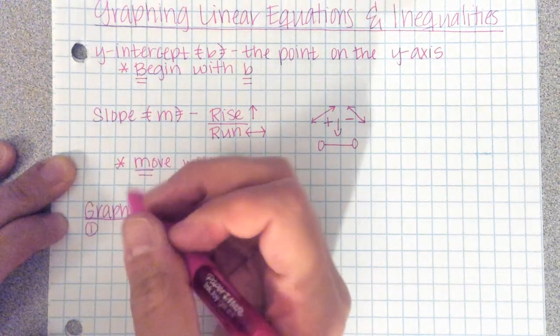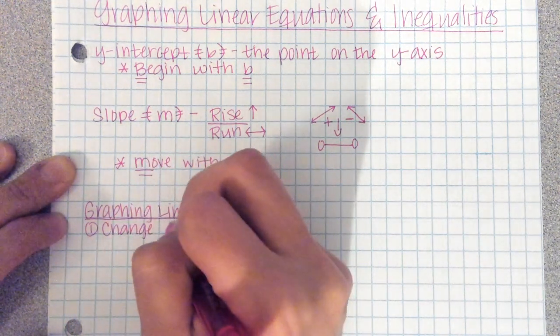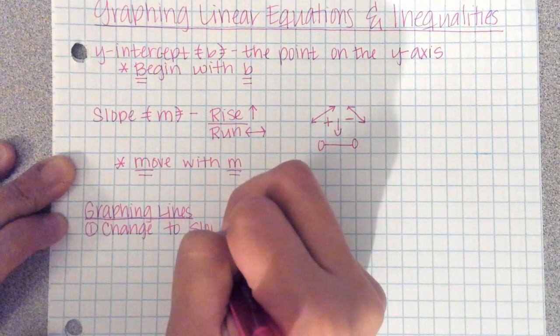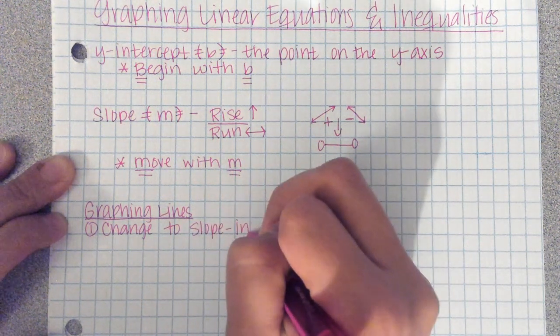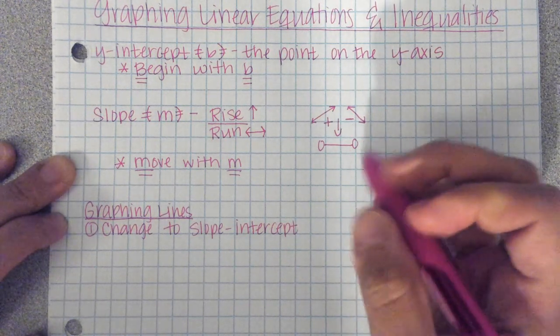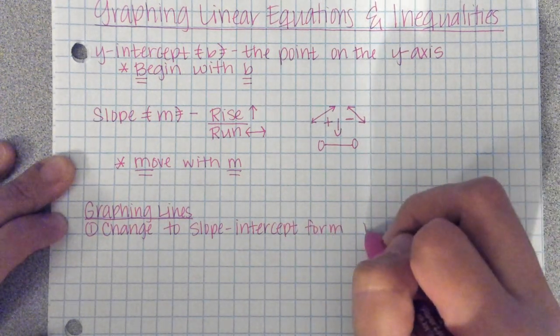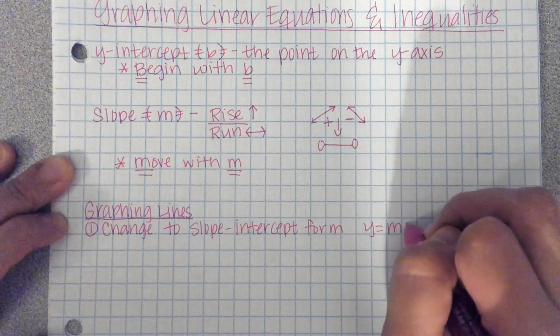Step 1, you have to change it into slope-intercept form. That means if it's in standard form or point-slope form or whatever form it is, make sure you change it to slope-intercept form. That's your good old friend y equals mx plus b.